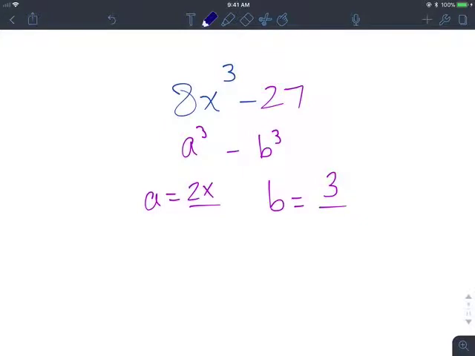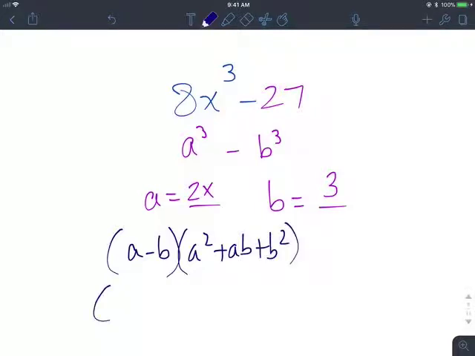Well, I know how to factor this. So do you. A cubed minus b cubed is a minus b times a squared plus ab plus b squared. 2x minus 3. 2x squared is 4x squared. 2x times 3 is positive 6x. b squared is 3 squared, so that's 9. There you go. Do you remember how to do that? Yes.